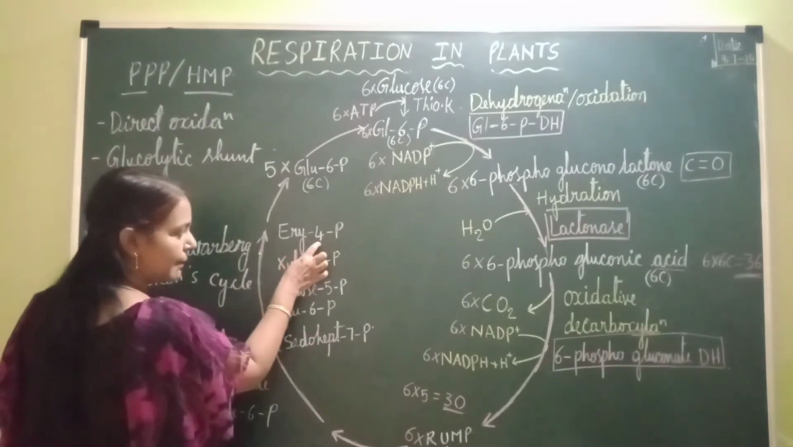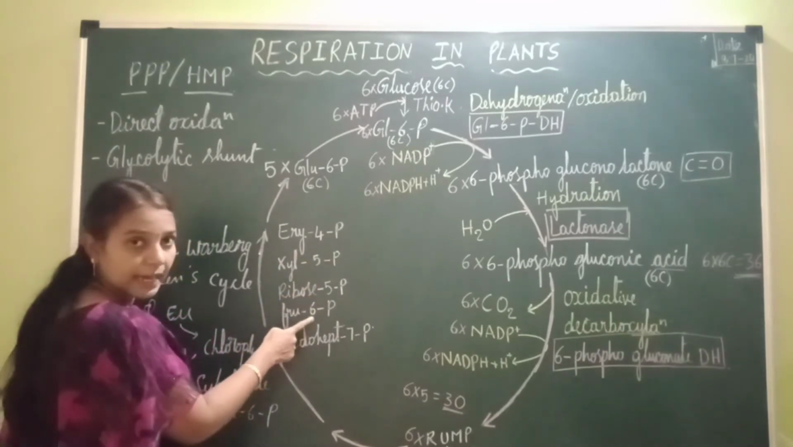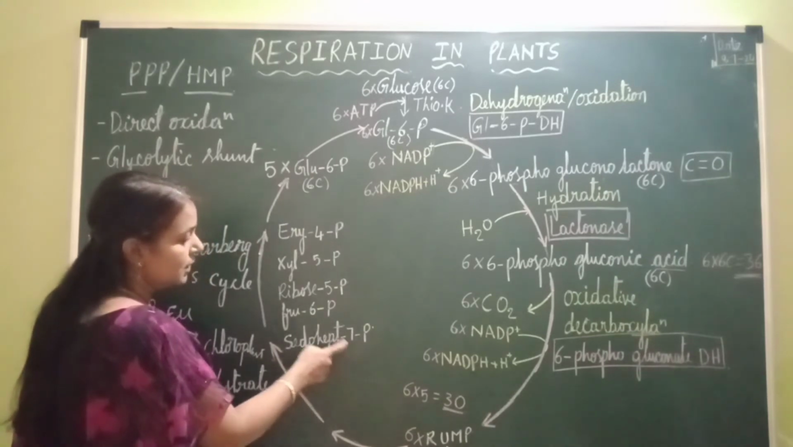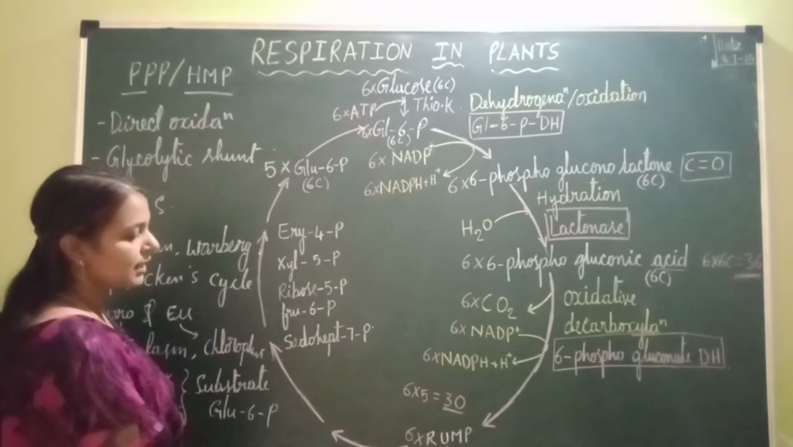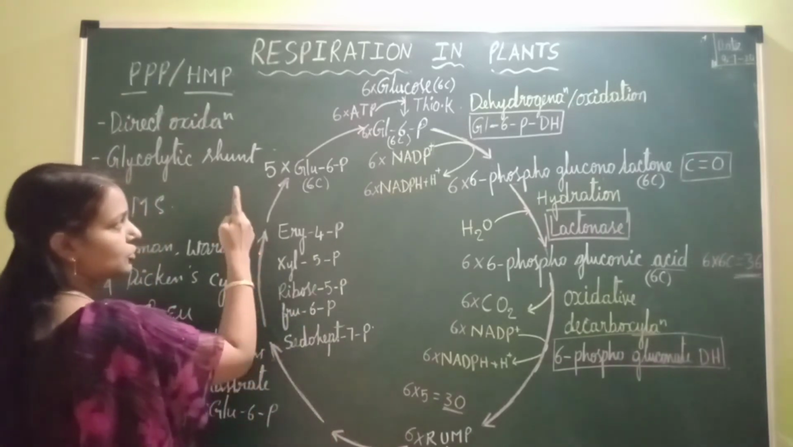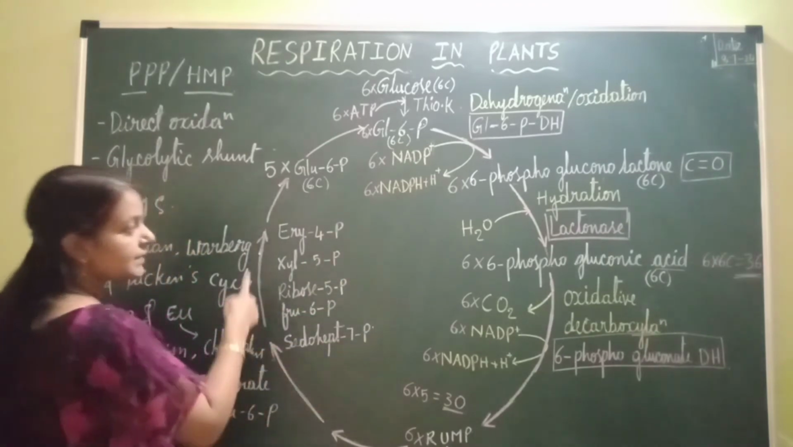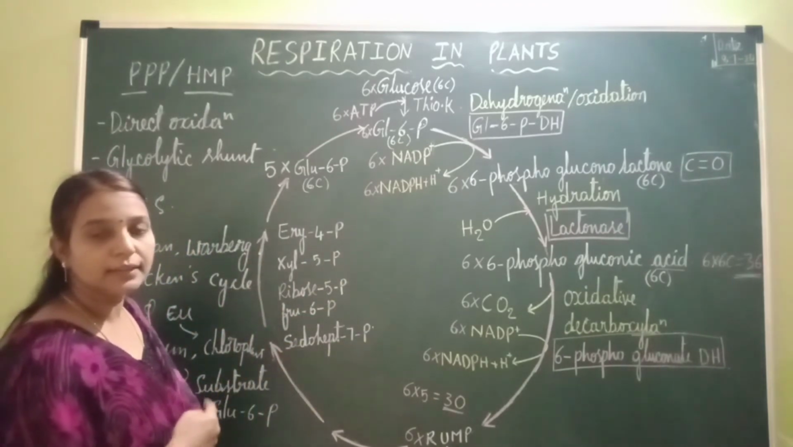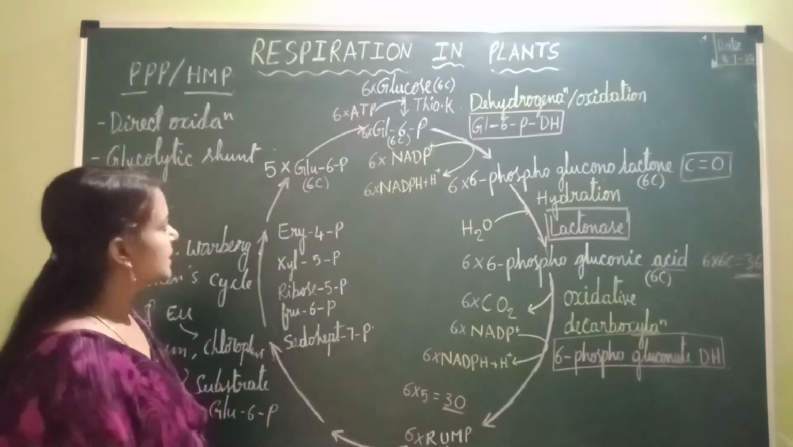So a 4 carbon sugar, 5 carbon sugars, a 6 carbon sugar, and sedoheptulose 7-phosphate is a 7 carbon sugar. All these intermediates formed during the regeneration of RuMP into glucose 6-phosphate can be utilized by the cell as precursors for the synthesis of other biomolecules required by the cell as per the need of the cell.